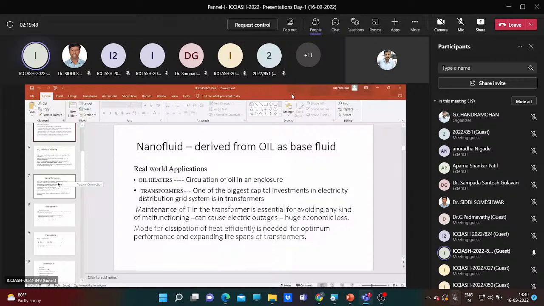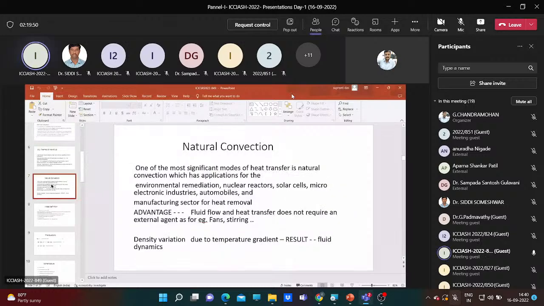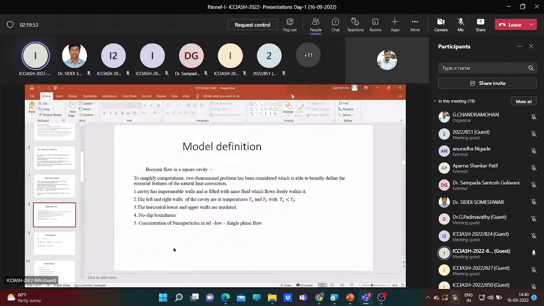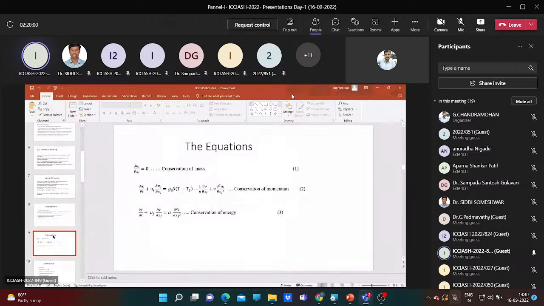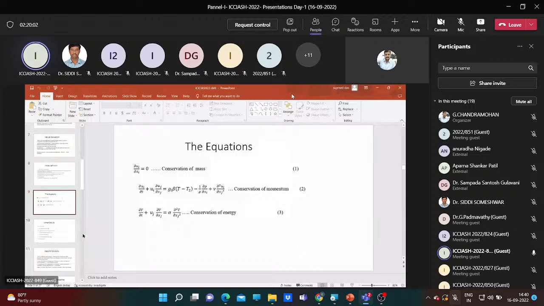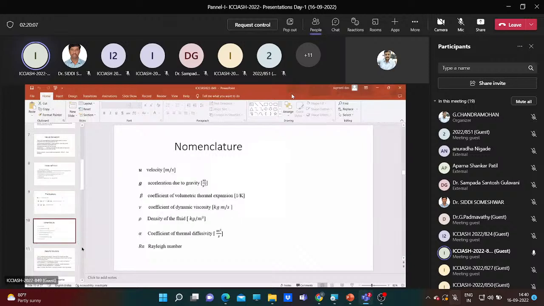So I'll quickly tell you, this is the basic thing. I'm using natural convection so I don't need external fans or anything. Just by gravity, I'm going to be able to have a velocity distribution as well as study the temperature distribution.